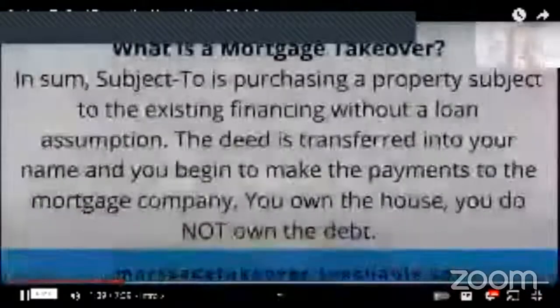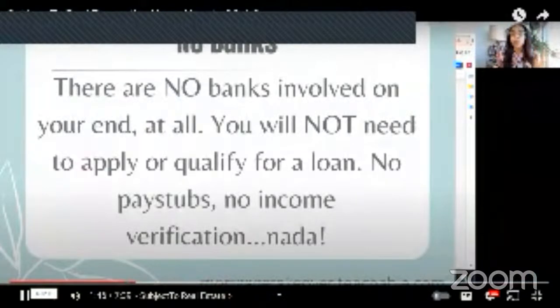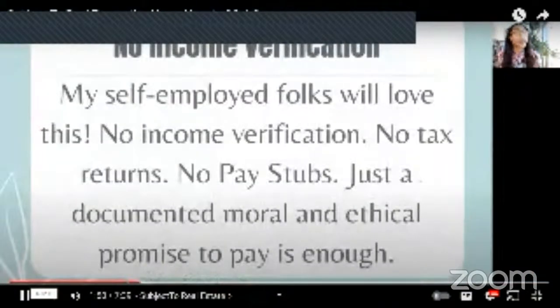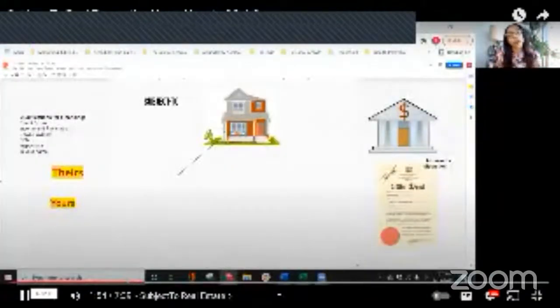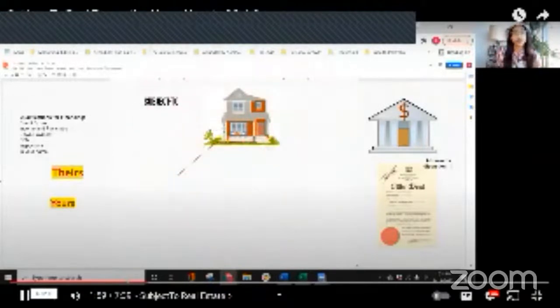Number one, subject to real estate is definitely a way you want to start if you're not interested in using your own money, your own credit. You don't even have to use your own income verification, tax returns, anything like that. So I think it's perfect for people who are getting started in real estate, who may not want to use their own capital.